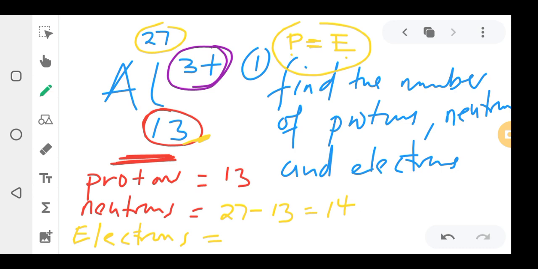Once the charge is plus, it means you have given out 3 electrons.